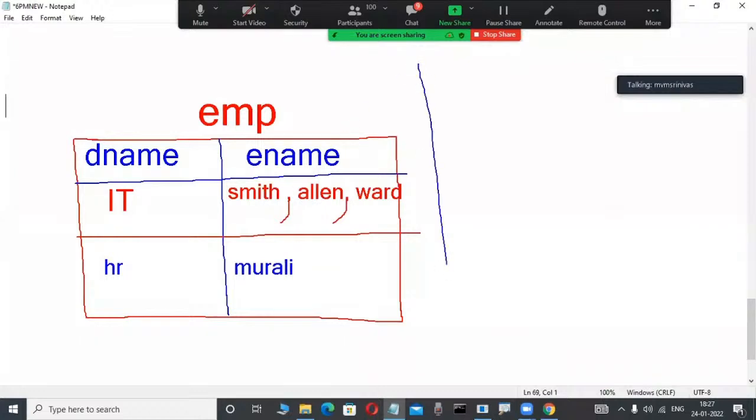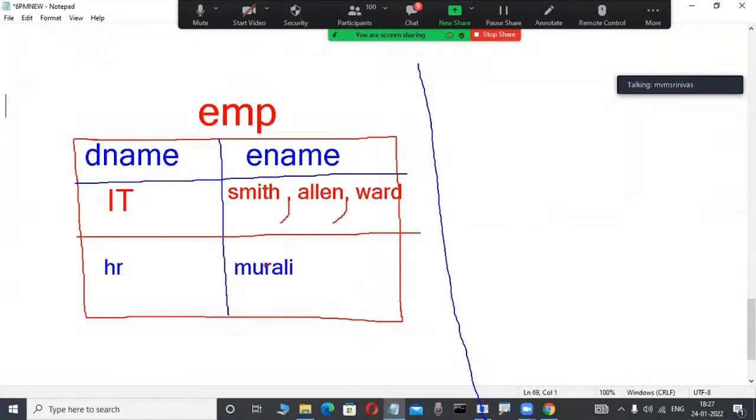Maybe guess it. Anybody? Very good. One fellow is telling correctly: this is not working. Why? Because in any relational data model product, data is represented in the format of a table, and tables are implemented based on some rules. What is that? In this table, this is a cell, this is another cell, this is another cell. But every cell has a single value. Suppose here IT is a single value, there is no problem. HR is a single value, no problem. Murali is a single value, no problem.